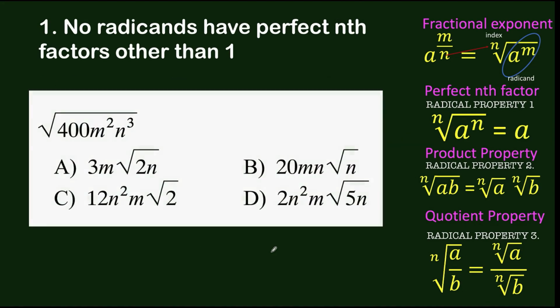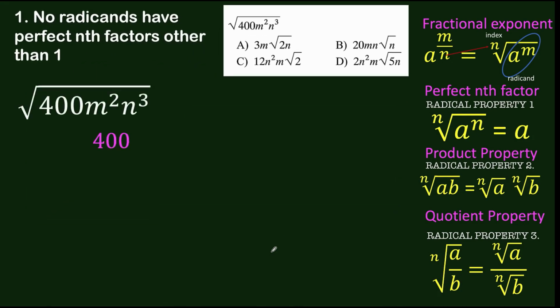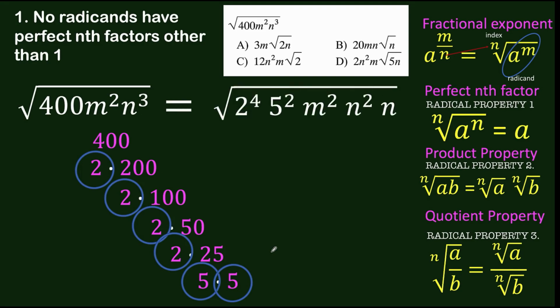Next example, let's say we have the square root of 400 m squared n cubed. What is its simplest form? 400 is a big number, so let's get its prime factorization. So 400 is 2 times 200, 200 is 2 times 100, 100 is 2 times 50, 50 is 2 times 25, and 25 is 5 times 5. So the prime factors are 2 to the 4th and 5 squared, and we copy the m squared. This n cubed we split as n squared times n, or n to the first.